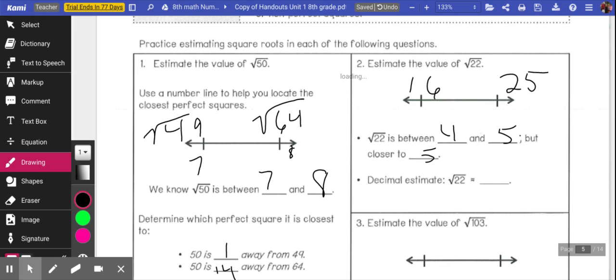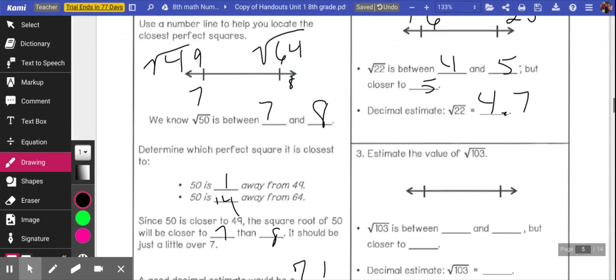But it always starts with the first number. So it's 4 point. And since it's closer to the 5, you know it's over the halfway point. So really anything over .5 makes sense. Anything over that half. So I'm just going to say like 4.7. It could be 4.8, 4.6. Just you don't put 4.5 because it's not exactly half.